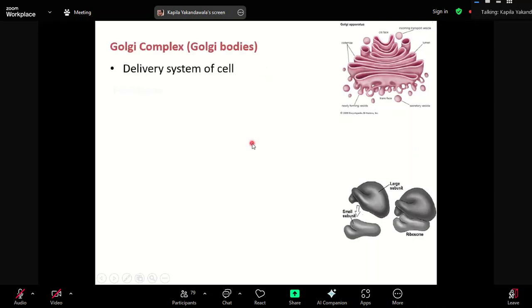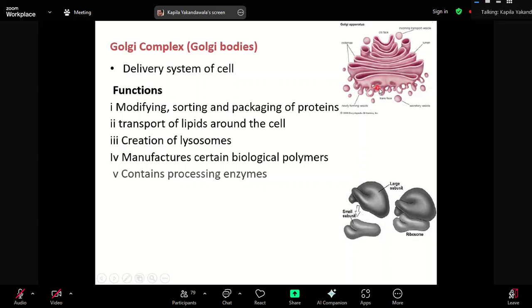Next, endoplasmic reticulum and Golgi bodies. This is the Golgi bodies. They produce vesicles so they can deliver certain compounds from one place to another place. Site of deliveries. So the functions are modifying, storing and packing proteins, transport of lipids, creation of lysosomes, manufacture of biological polymers containing enzymes. So these are very active organelles in plant cell, Golgi bodies or Golgi complex. Ribosomes, hope you can remember, they were located in the endoplasmic reticulum and they can synthesize protein.